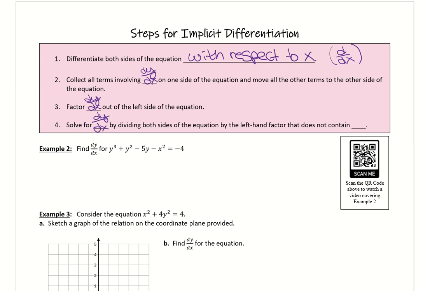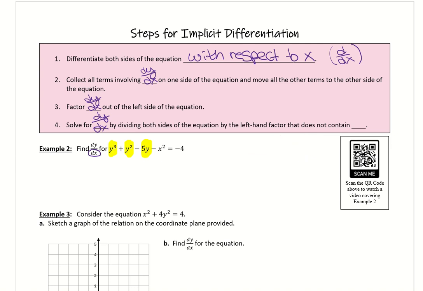Everything's going to be okay. So what we're doing here is we're going to take the derivative of both sides of this equation. Now remember, since we're finding the derivative with respect to x, anytime we see a variable that's not x, in other words, every time we see a y, here, here, and here, we're going to put a dy dx after our answers. This means that we're finding the derivative of y.